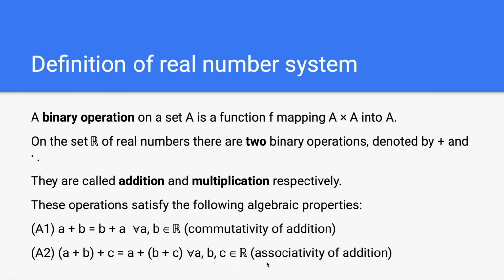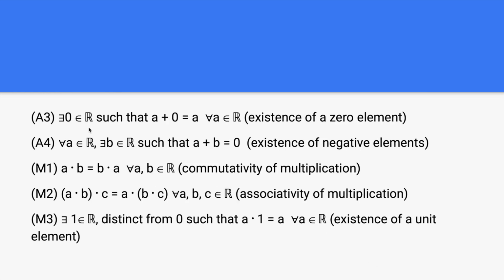Bracket a plus b, plus c equals a plus bracket b plus c, for all a, b, c in R. That's associativity of addition. There exists 0 in R such that a plus 0 is equal to a for all a in R. That's existence of a 0 element. For all a in R, there exists b in R such that a plus b is equal to 0. That's existence of negative elements.